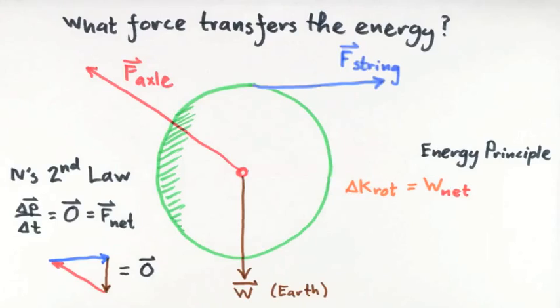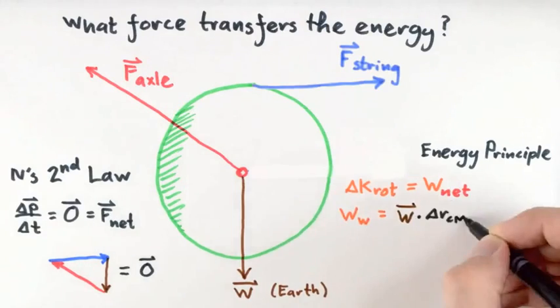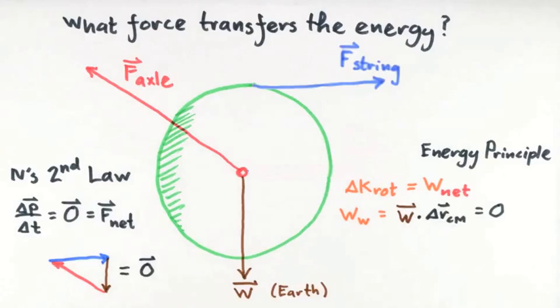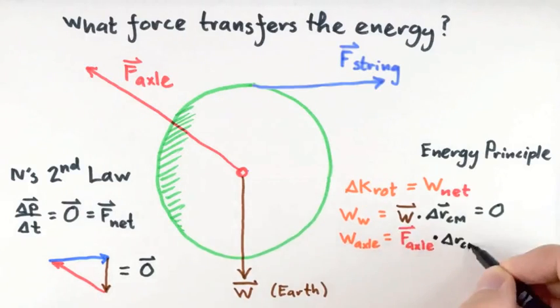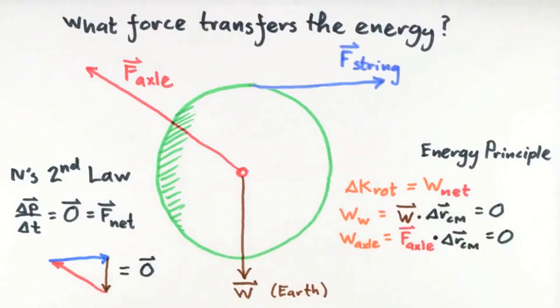The weight force acts at the center of the disk effectively, which does not displace, so the work done by the weight force is zero. For the same reason, the contact axial force, also acting at the center of the disk, does no work.